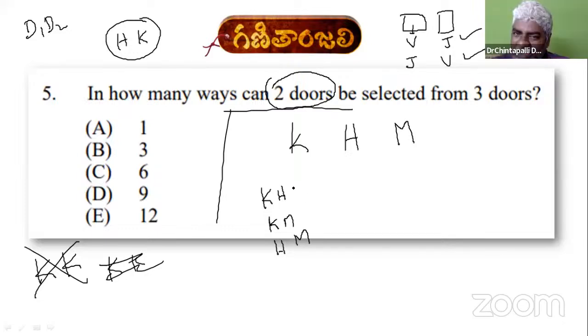Okay, HK is already there. Next, HH is not possible. HM. Next. Isn't it that much, sir? Yes, very good. You are right. That much only. There is no 4th choice. There are only 3 choices. So the option is Option B, sir.